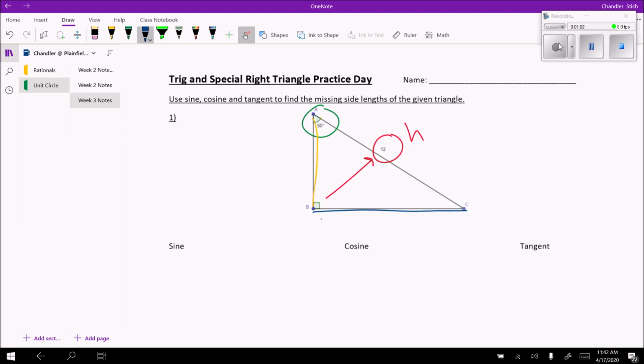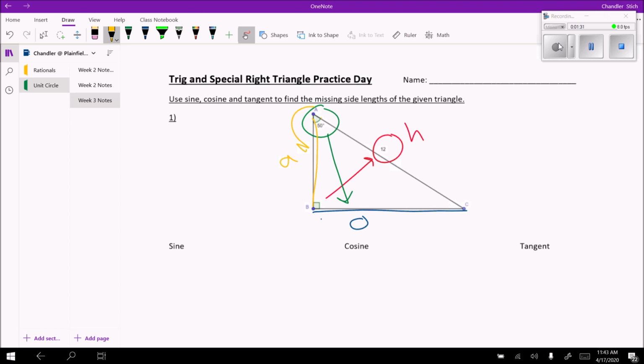Let's start labeling this. Because my reference angle is in green, I know that across from my reference angle is O, opposite. Anything opposite your reference angle is O. I don't know what that is, so we can leave it as O for a little bit. And if I have opposite and hypotenuse already, then this is A, my adjacent. It actually touches the reference angle.